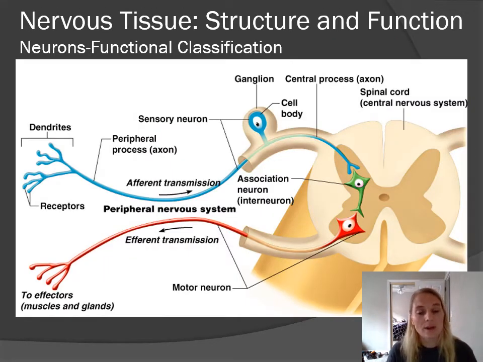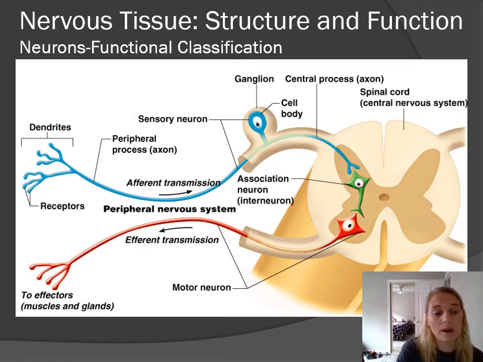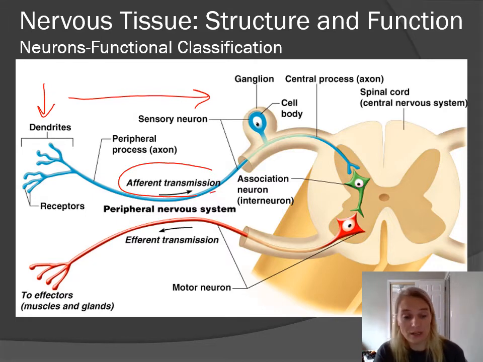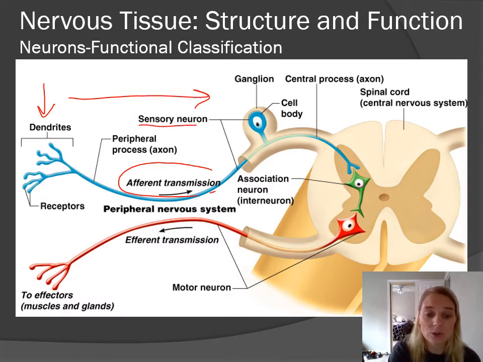Okay, so now this is taking a look at a functional classification. Here we're going to use those afferent and efferent words again. If we are picking up information, so information is coming in here, and we want to take it towards the central nervous system, we are going to be an afferent neuron. Remember, afferent is like sensory, bringing information in. So this blue neuron is considered an afferent or sensory neuron.